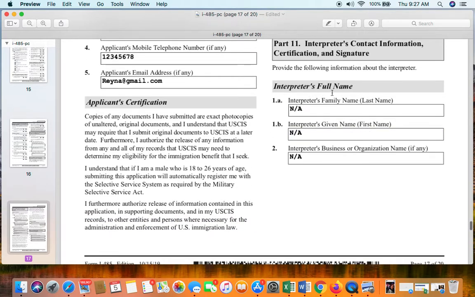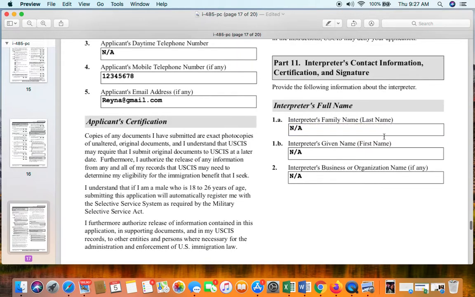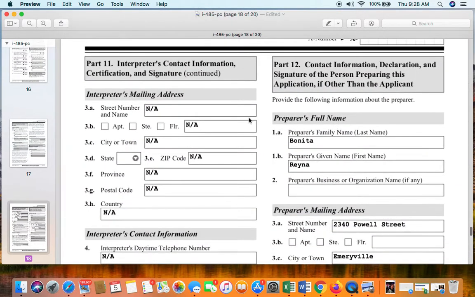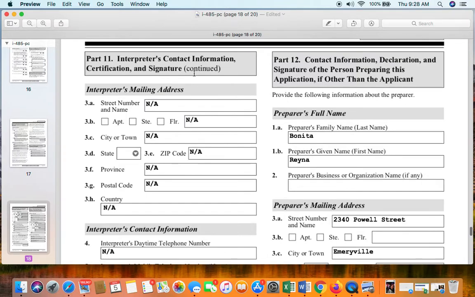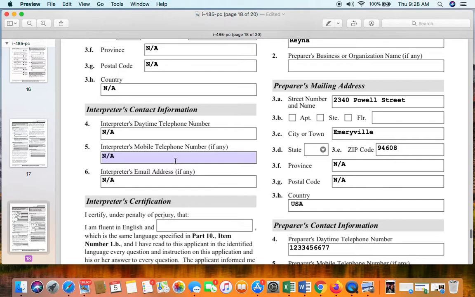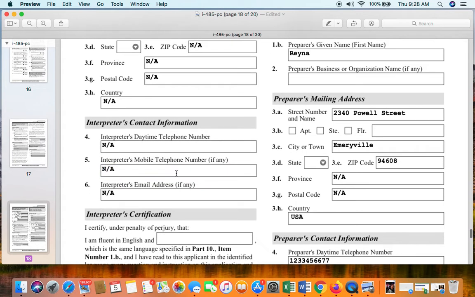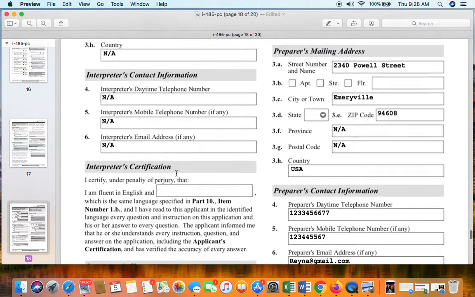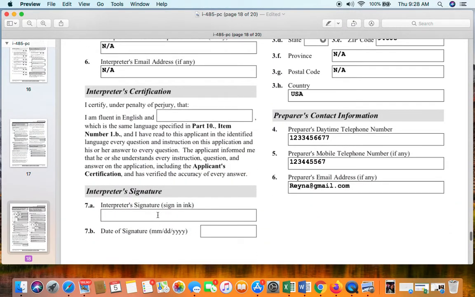Interpreters, this is only for if you have an interpreter. You can put the name of your interpreter right here, last name. Since I don't have an interpreter and it's not applicable for my derivative applicant, I just put N/A. So Part 11, the interpreter's contact information, is only for people who have an interpreter. But for me, this is not applicable, so I'm just going to leave it N/A, okay?